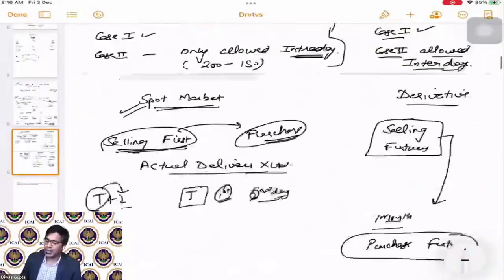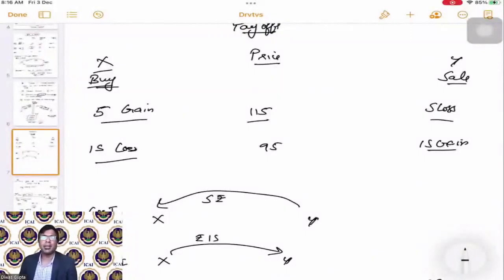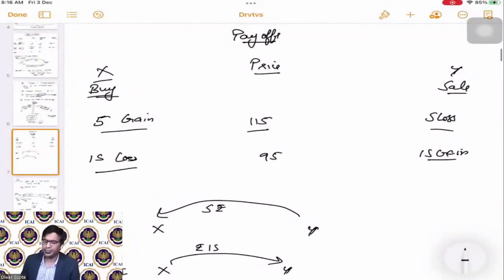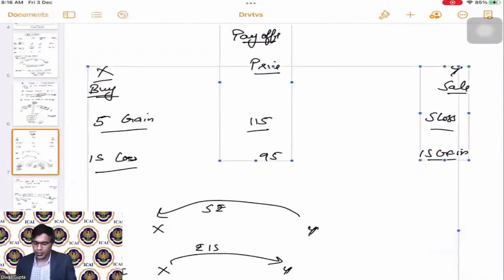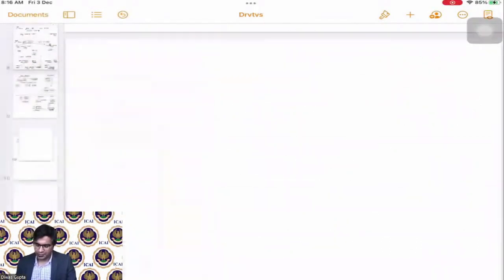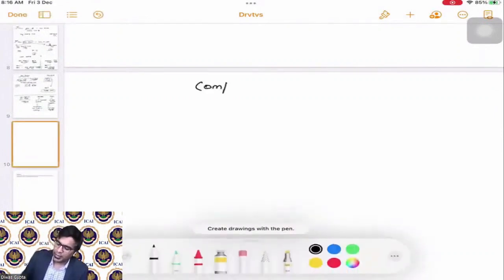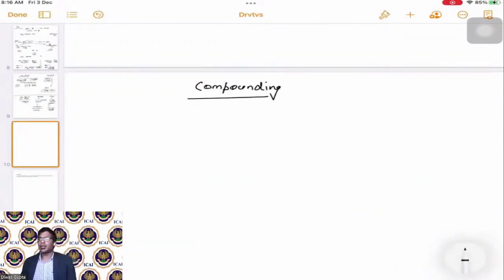Now, this is what I was trying to say: the settlement will happen on the basis of the payoffs that we have just now studied. Now let us go to the next concept. Let us try to revise our compounding concepts. This is very important for us to understand.